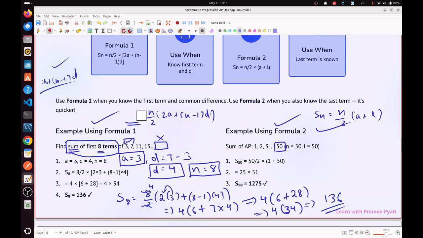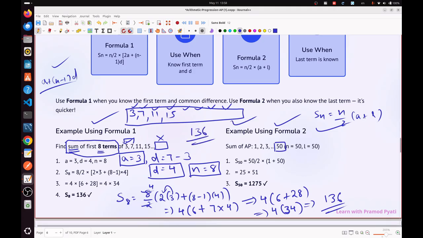Here we have the series. I will show you. The series 3, 7, 11, 15, like that. First term, second term, third term, fourth term, 5th, 6th, 7th, 8th. If you add all these 8 terms, then we will get the sum as 136. See the next question.